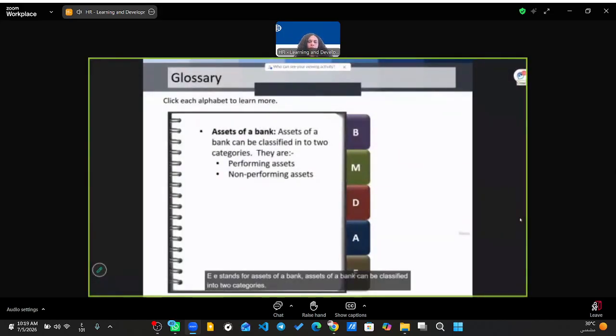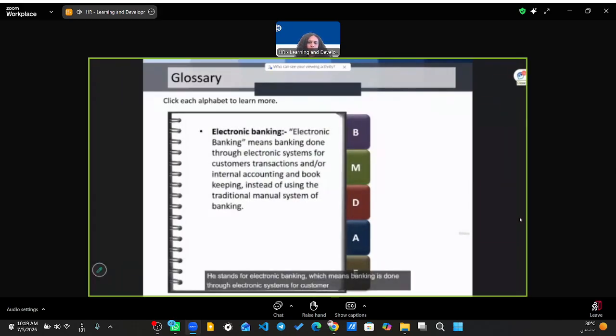A stands for assets of a bank. Assets of a bank can be classified into two categories. They are performing assets and non-performing assets. E stands for electronic banking, which means banking is done through electronic systems for customer transactions and/or internal accounting and bookkeeping instead of using the traditional manual system of banking.